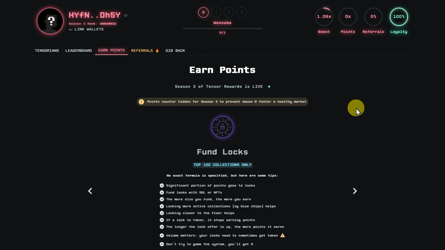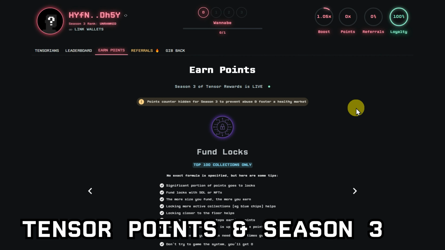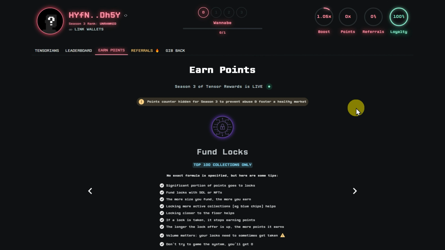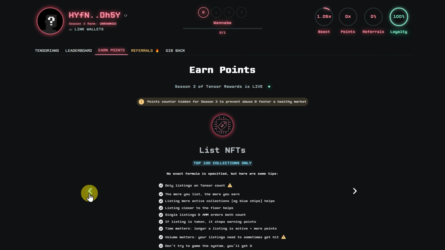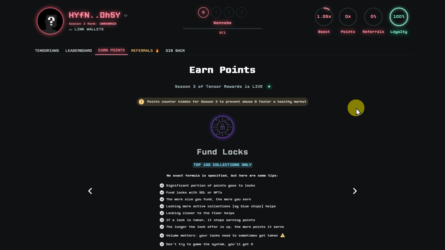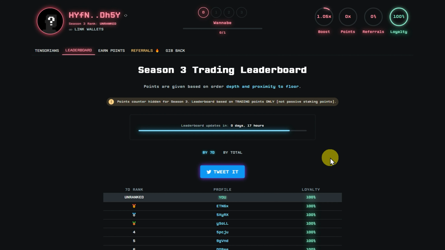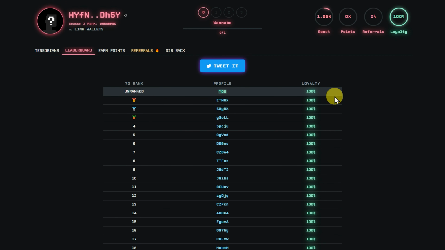Now Tensor is currently in Season 3 of Tensor Rewards, and by funding locks, you will accrue more points. However, you can earn points in other ways as well. Funding locks is very good, but you can market make NFTs, bid on NFTs, and list NFTs as well. I have really no idea what Season 3 rewards will be. Also, the points counter is hidden for Season 3, so we have no idea how big these guys are, but you can see that I'm unranked.